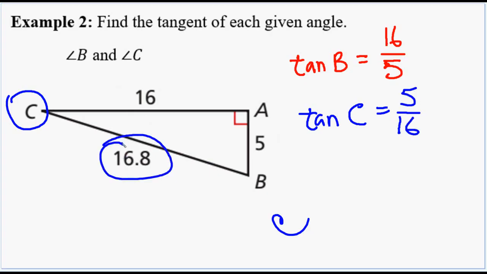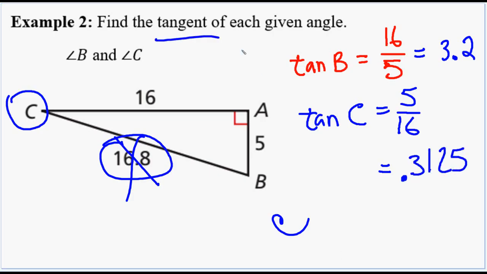Notice again the 16.8, we didn't need it. If we wanted to find these as decimals, the first one, 16 over 5, is 3.2. 5 over 16 is 0.3125. And there's our tangents, opposites over adjacents.